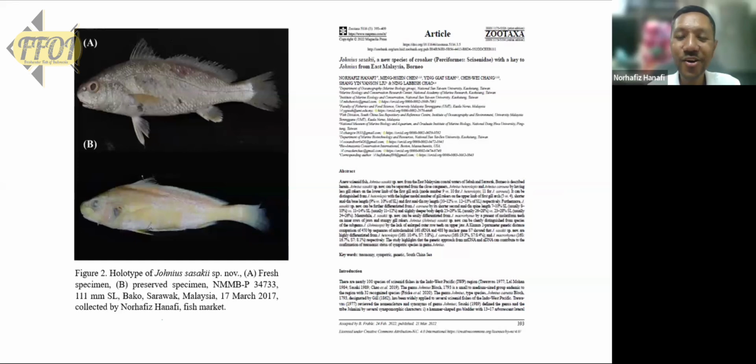Okay, why do I want to do this one? Because I'm describing the new species. In 2022, Jonas Sasaki, from Borneo, East Malaysia, from Sabah and Sarawak. I think orang Kalimantan mesti tahu punya. In Borneo. So that's why I dare. Saya berani lah.